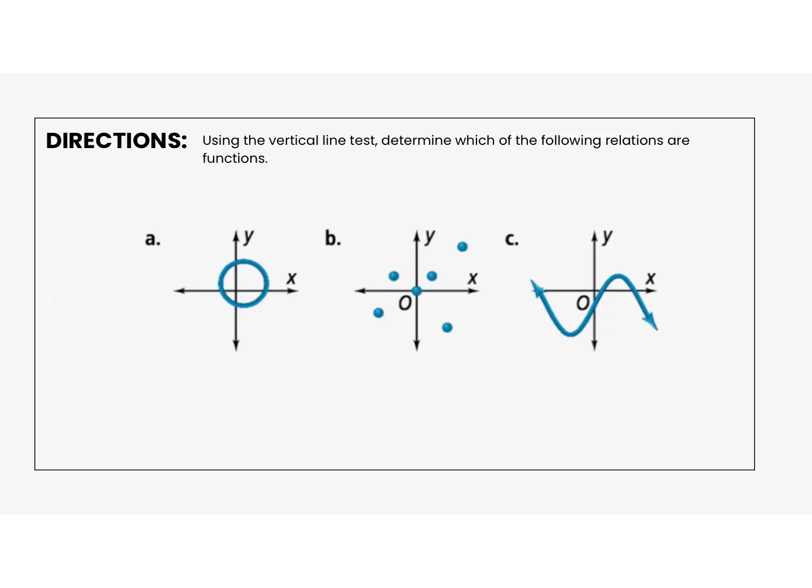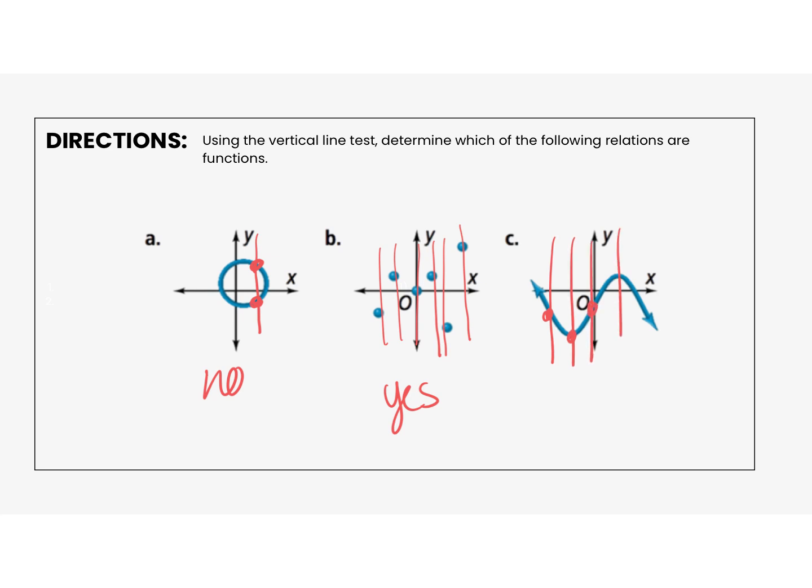Okay, so if I look at some of these graphs, this first one, I draw a vertical line, it hits here and it hits here, so that is a no. All right, if I look at B, there's just some points, but anywhere I draw these lines, they might be close, but none of them are in the exact same spot, and so that's a yes. And then same with C, no matter where I draw the line, it's going to touch this graph exactly one time. And again, this is a good example of, yes, the y values can repeat as long as the x values don't. So yes, it's a function.